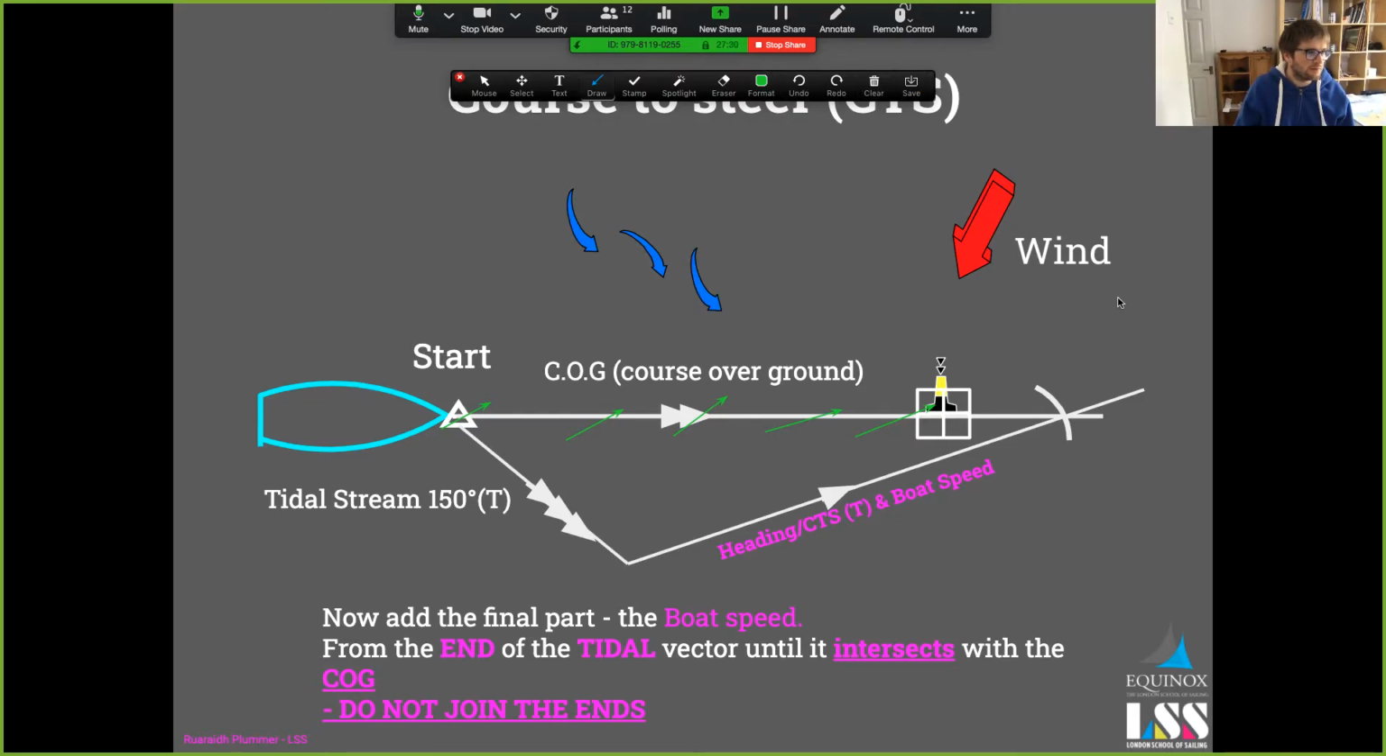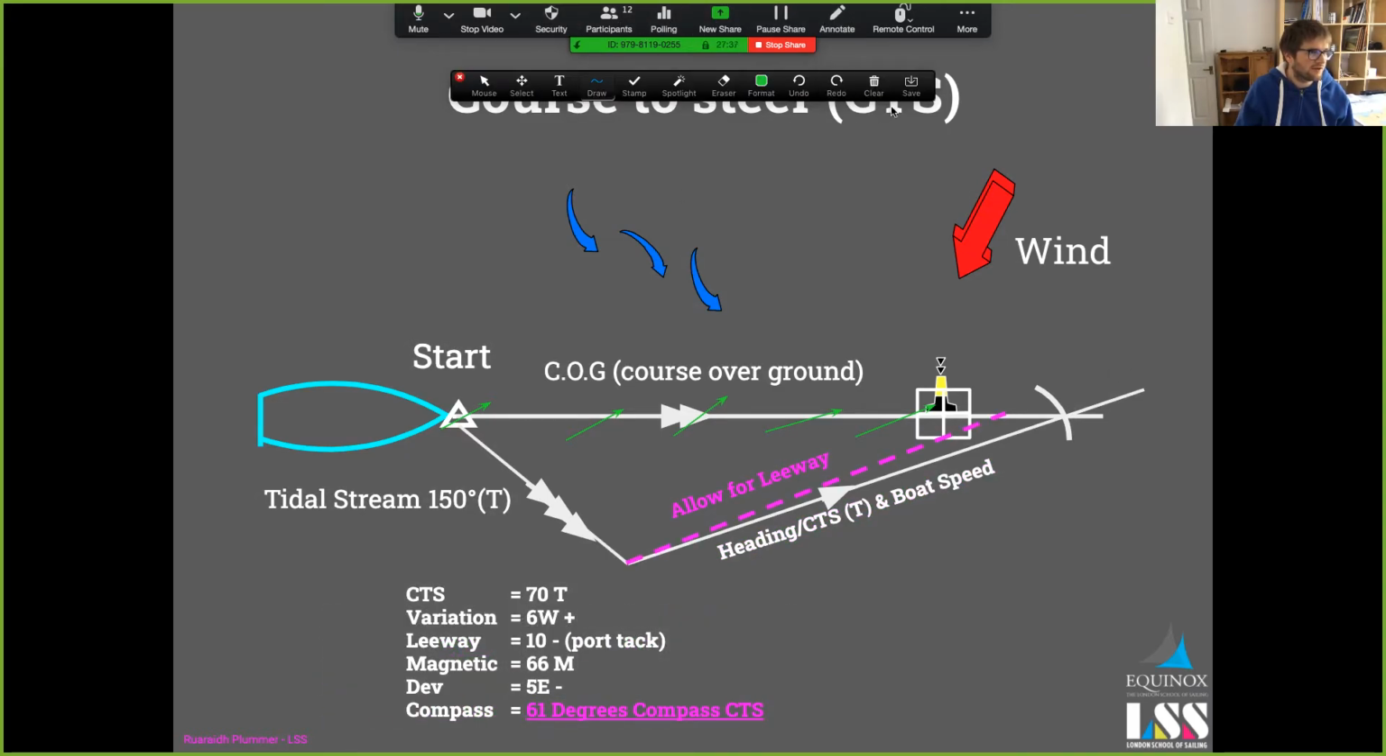And once we've measured this true angle, we can then use our true variation, or convert it, to get the magnetic course.